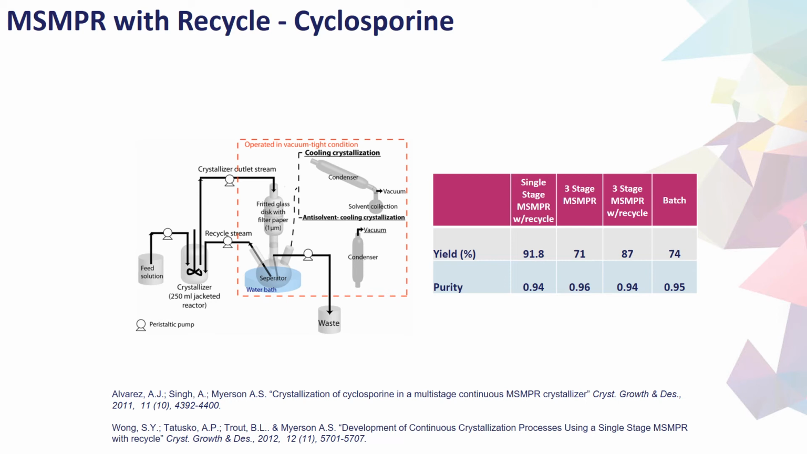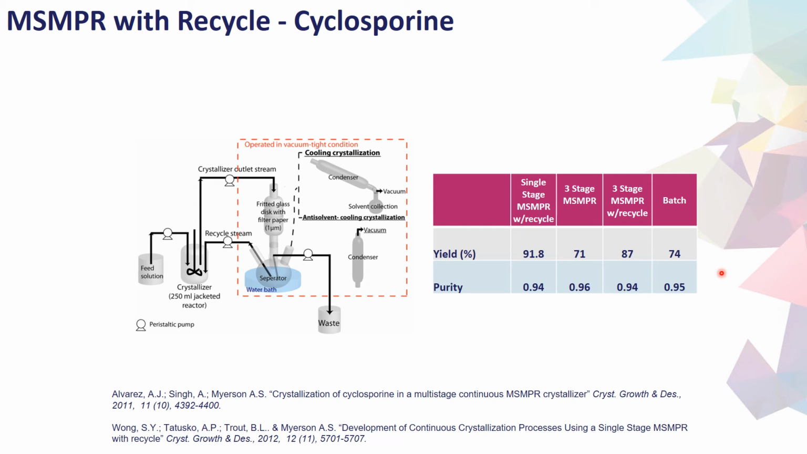In the case of cyclosporine, the batch crystallization, if allowed to proceed for the same amount of time as the equivalent single stage continuous crystallization, so a 3-hour residence time in this case, can get to a 74% yield with 95% impurity. So this will be considered a relatively difficult system to purify in batch crystallization.